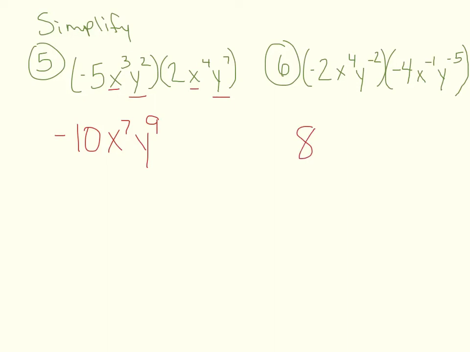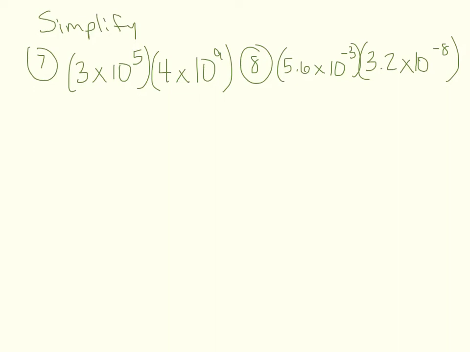So just go step by step. So numbers. Okay, now you have your x's. X to the 4th, x to the negative 1 is x to the 3rd because 4 plus negative 1 is 3. Y to the negative 2, y to the negative 5 is y to the negative 7. Well, we can't have a negative exponent in our answer. 8x to the 3rd stays on top, but the y to the positive 7 has to move to the bottom.